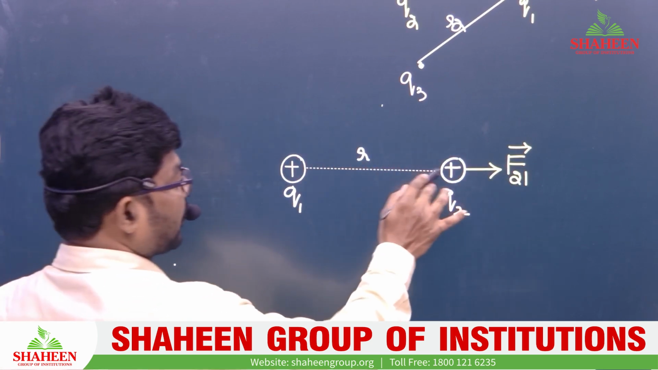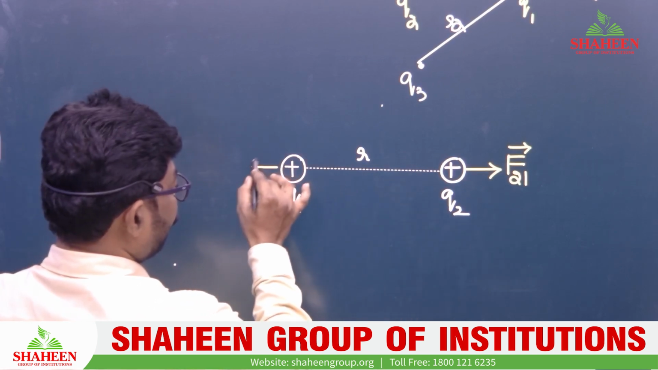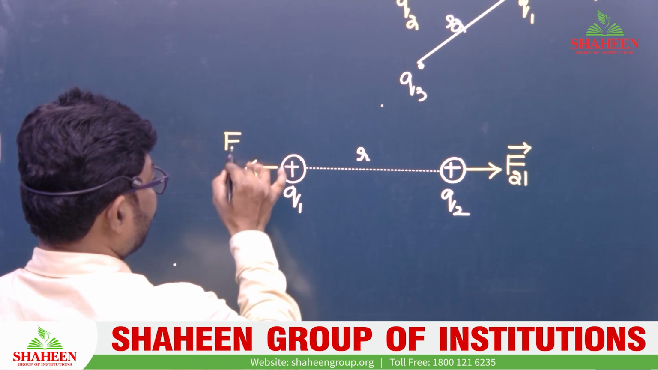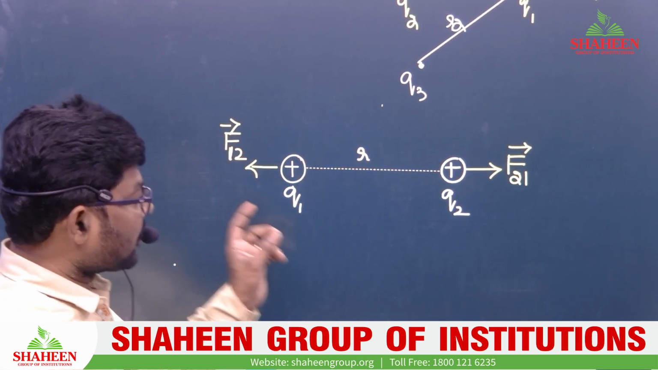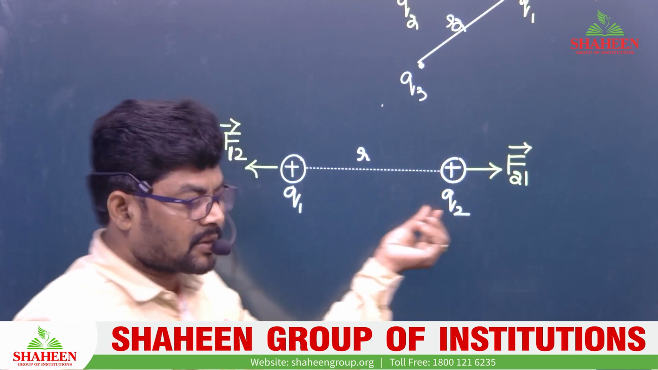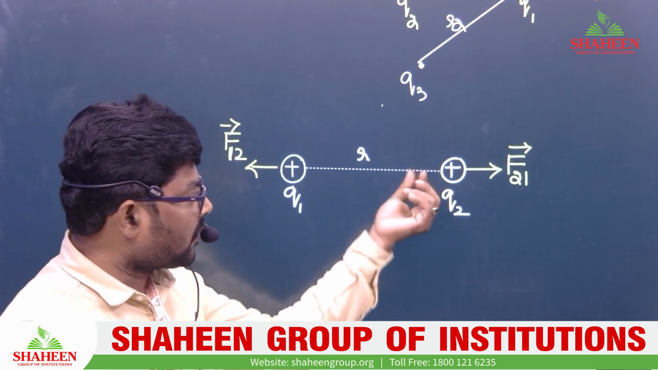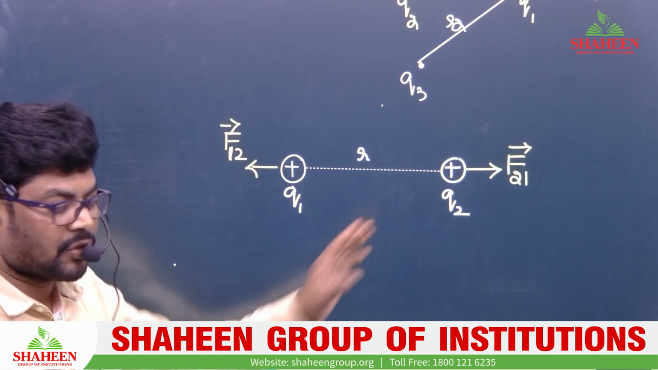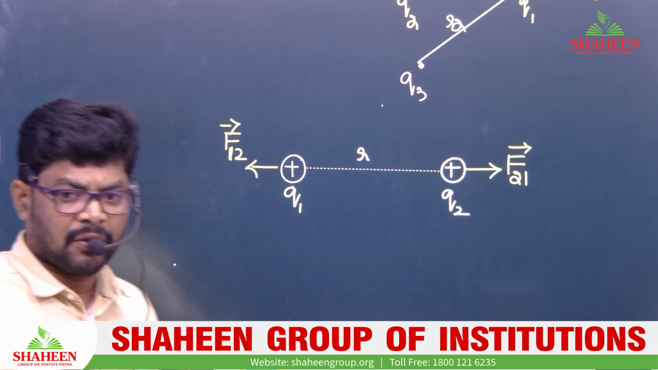Force, because these two are like charges. Force on 1 due to 2. Force on किसका वजह से, Q2 का वजह से. किसके ऊपर फाइंड आउट करना, Q1 के ऊपर. किसका वजह से, उसका अवे, when like charges. Shall we go for one more version of direction?